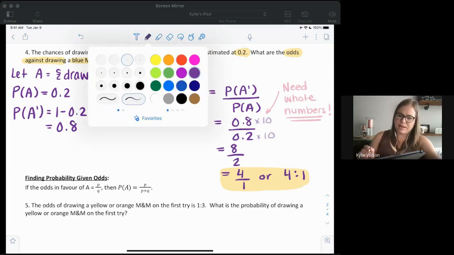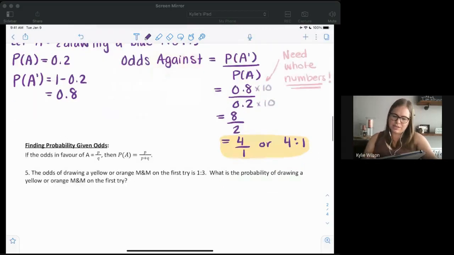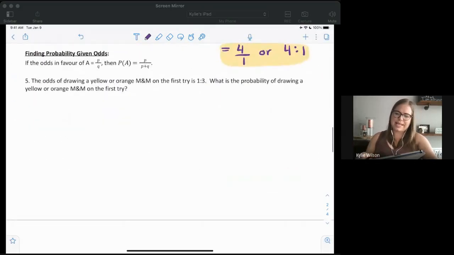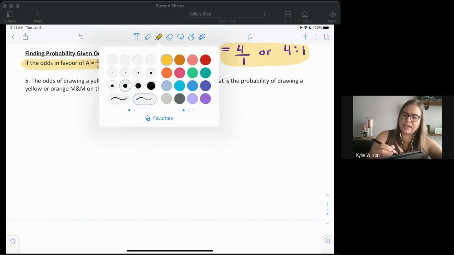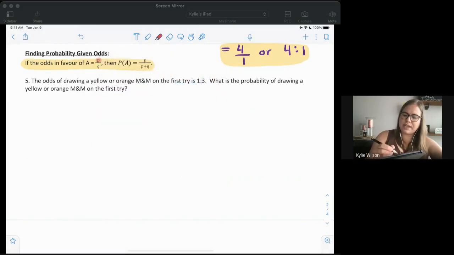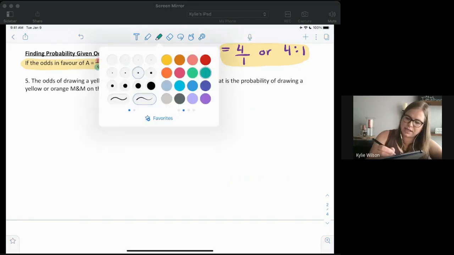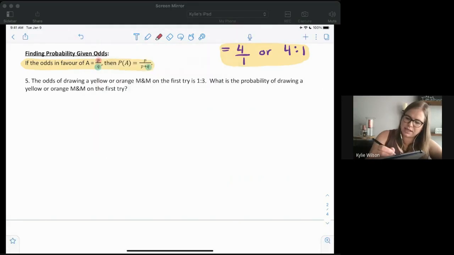Okay. So last one, finding probability given odds. So going the other way. So if our odds in favor of A are P to Q, then the probability of event A is P all over P plus Q.